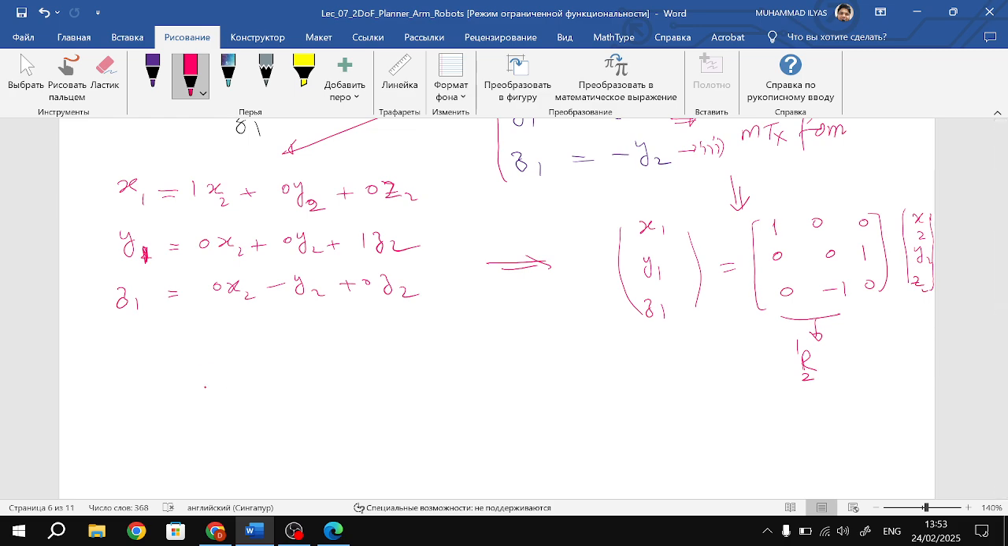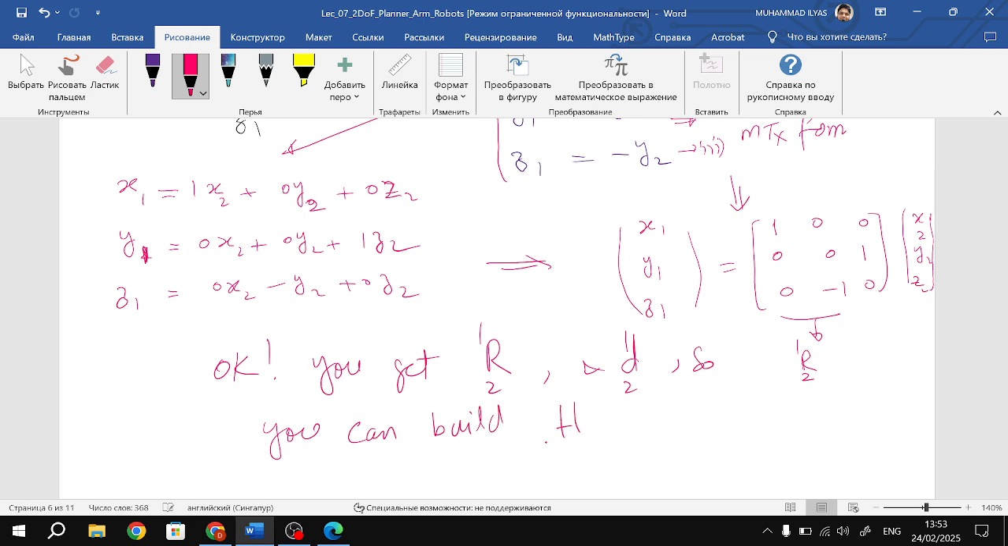So now you have found your rotation matrix. You got the rotation matrix R2 to 1, and you already got the displacement vector. So you can build the HTM 2 to 1. Clear? That will be R2 to 1, D2 to 1, 3 zeros, and that is the one.